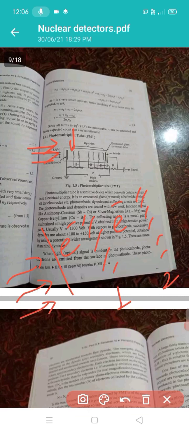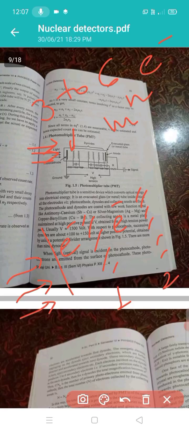These secondary electrons in turn eject secondary electrons, and so on. Each electron incident on a dynode produces 3 to 6 secondary electrons. That is, if the secondary emission ratio is m for each dynode, then for n dynodes the total multiplication becomes m raised to n.